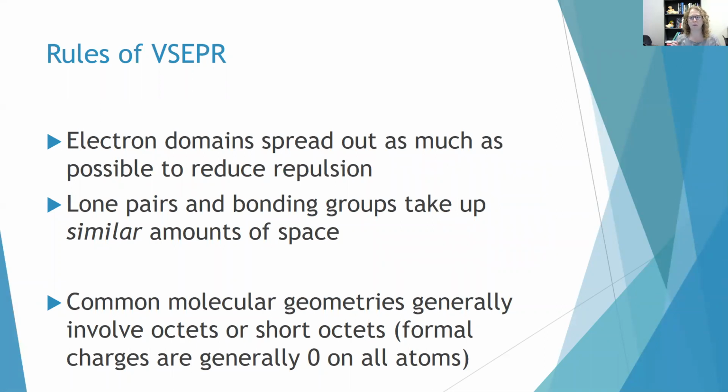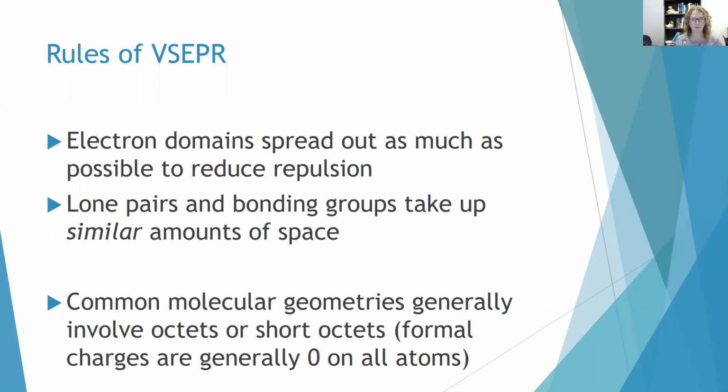That's VSEPR. The other thing that happens, and you already saw this when we counted electron domains, is the idea that lone pairs and bonding groups are kind of similar to one another. They're all trying to repel, they're all trying to get far away from one another. And so we categorize lone pairs and we categorize bonds, but we also have these main categories that are just about electron domains, as you're going to see in a second.